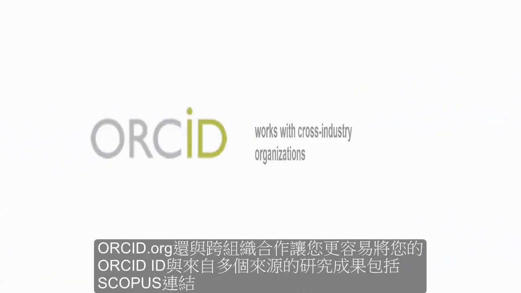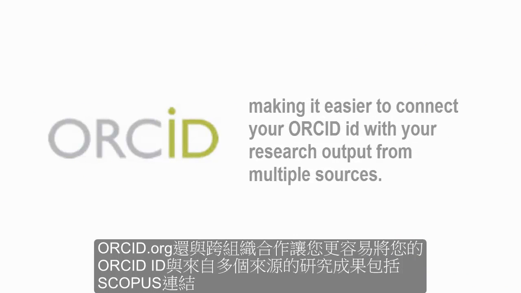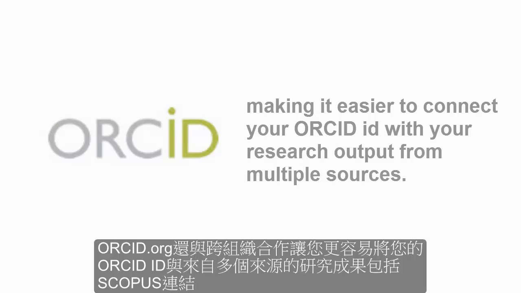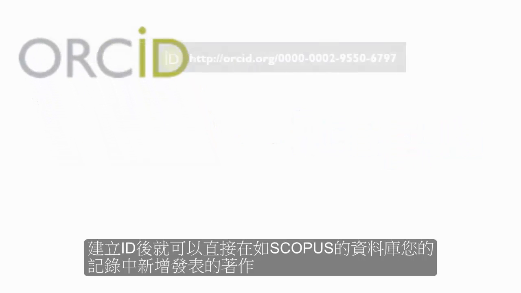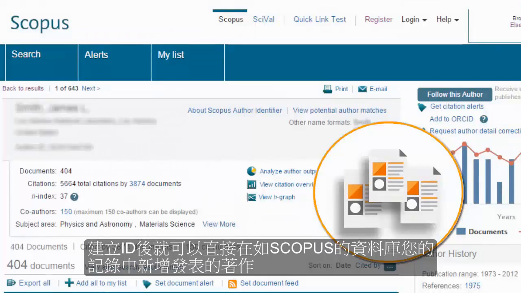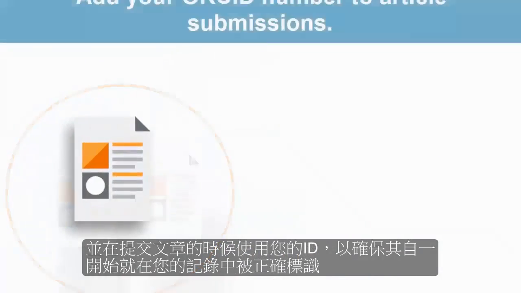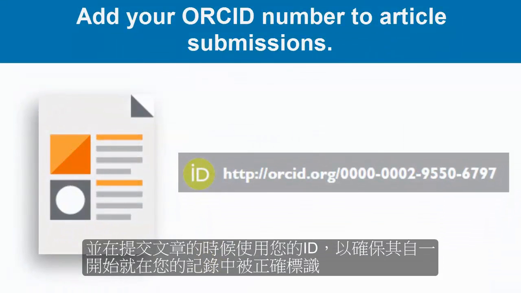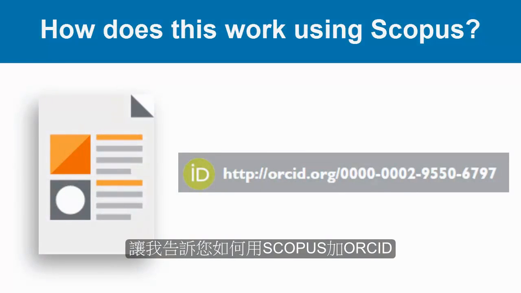ORCID.org also works with cross-industry organizations to help make it easier for you to connect your ORCID ID with your research output from multiple sources, including Scopus. Once you establish an ID, you can add your published work to your record directly from databases like Scopus, and also use your ID when submitting articles to ensure they are correctly identified with your record from the onset. Let me show you how this works with Scopus.